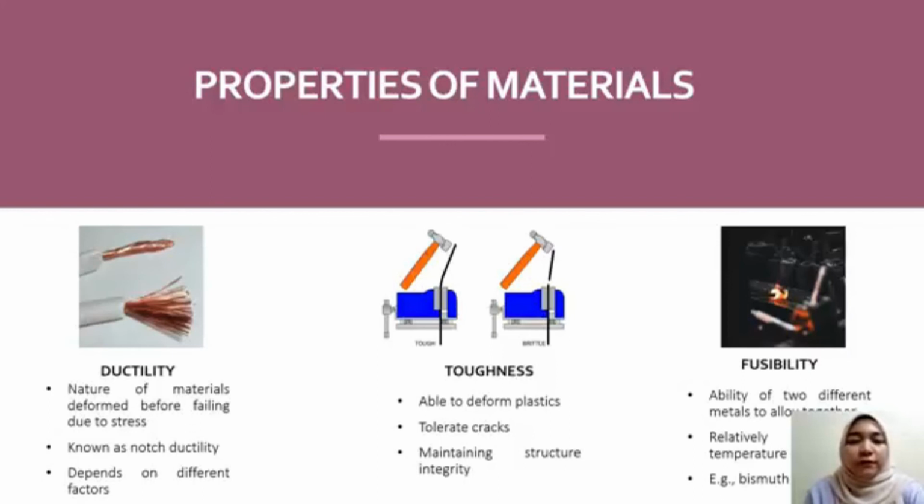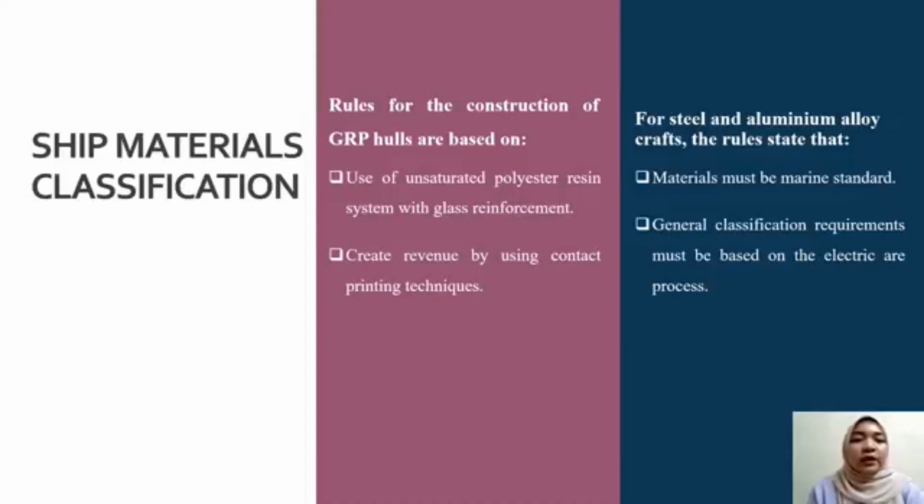Next is toughness. Toughness is the ability to deform plastically and tolerate cracks while maintaining the integrity of the overall structure. And last but not least is fusibility. Fusibility is the ability of two different metals to alloy together at relatively low temperature, for example, bismuth and lead. Okay, next, ship material classification. Ships are generally designed based on rules set by the Classification Association.